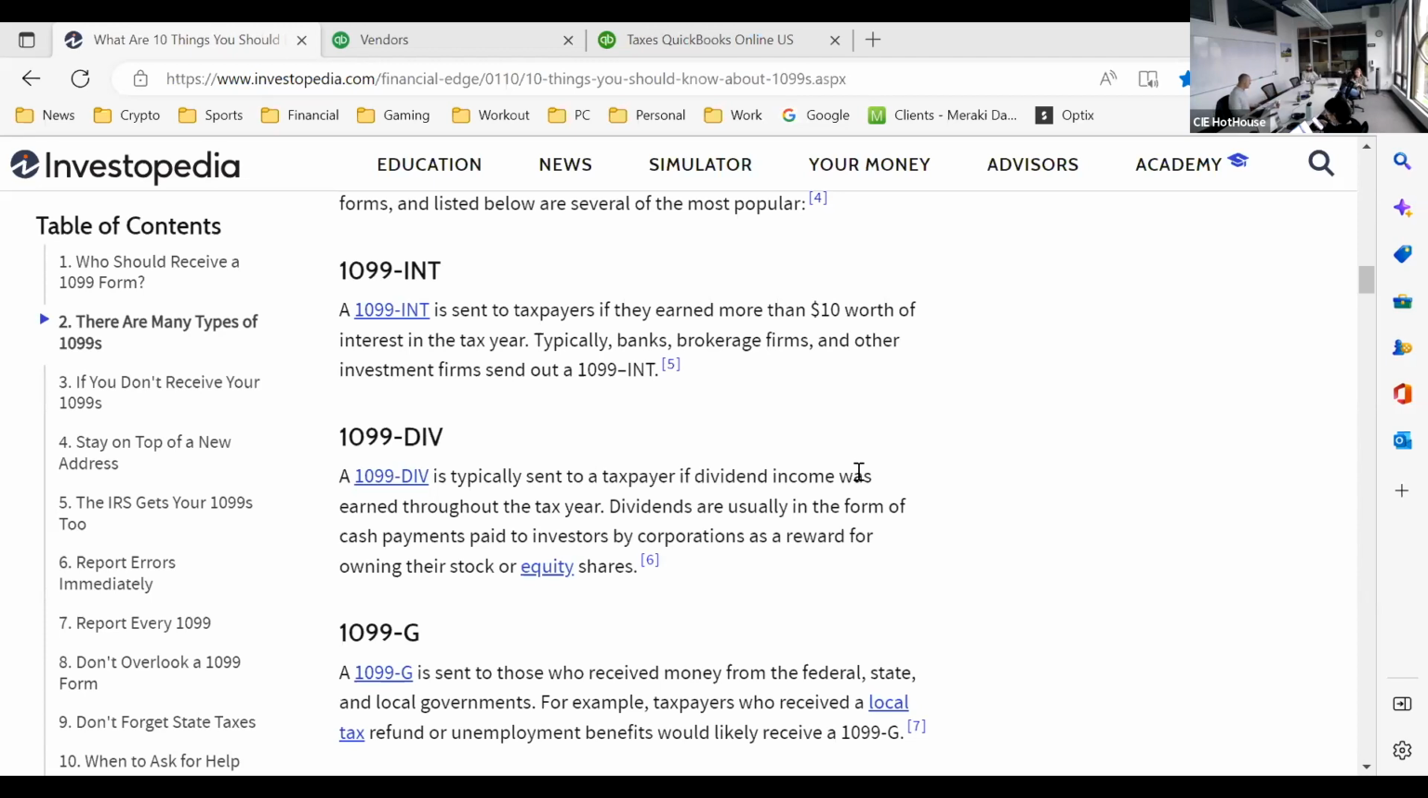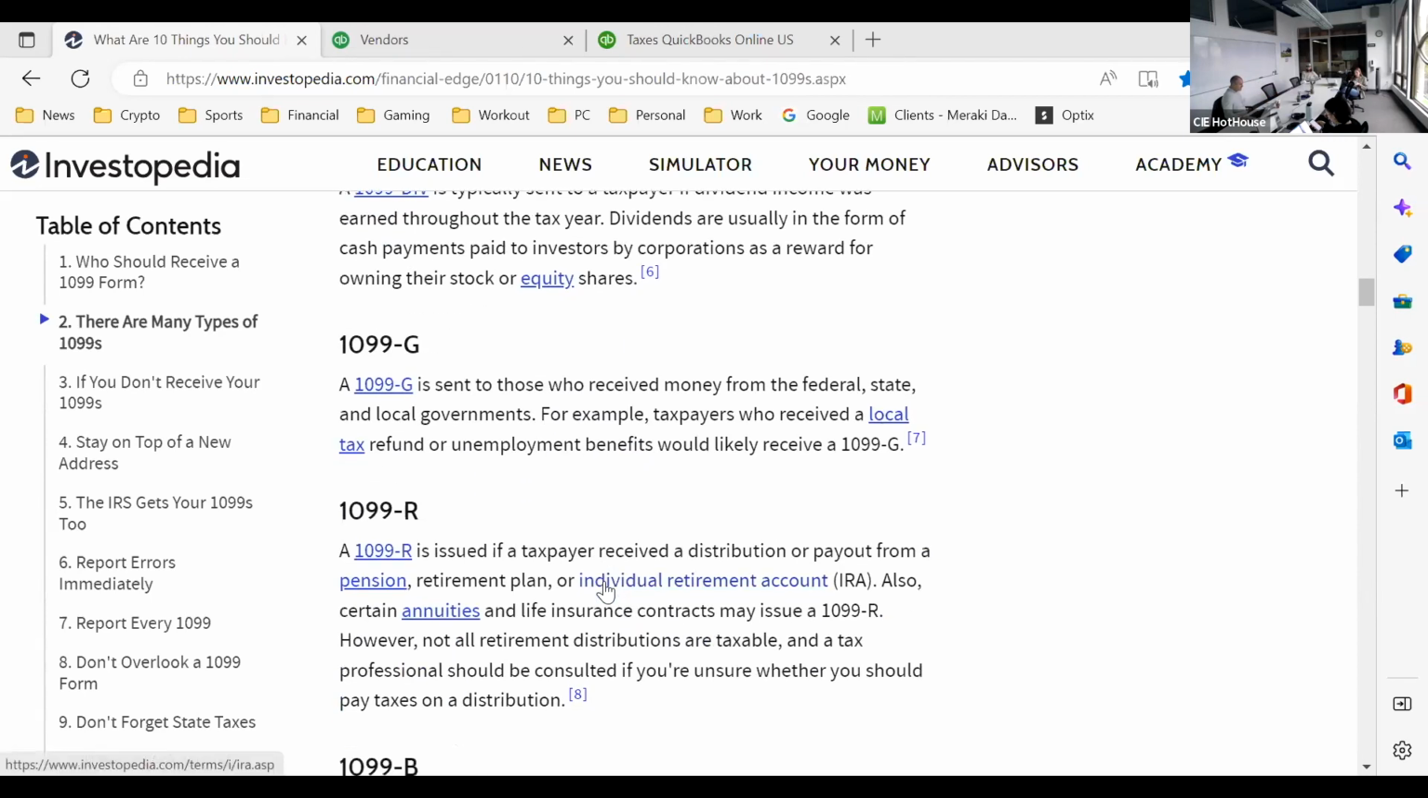1099 DIVs, pretty simple, right? 1099 dividends are typically sent to taxpayers if dividend income was earned through the tax year. Dividends are usually in the form of a cash payment paid to investors by a corporation as a reward for owning their stock or equity in shares. Again, just an understanding, doesn't relate to you at all at this point in time.